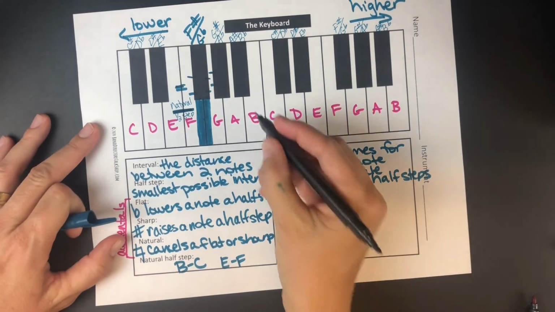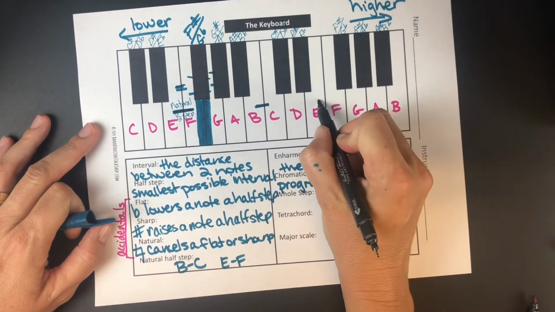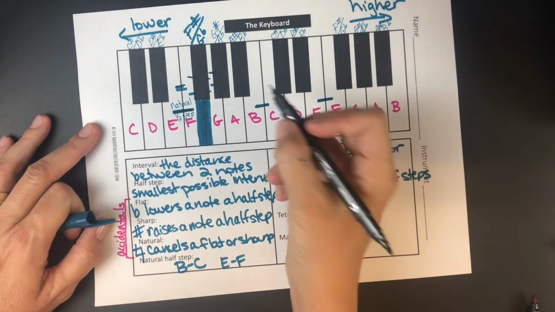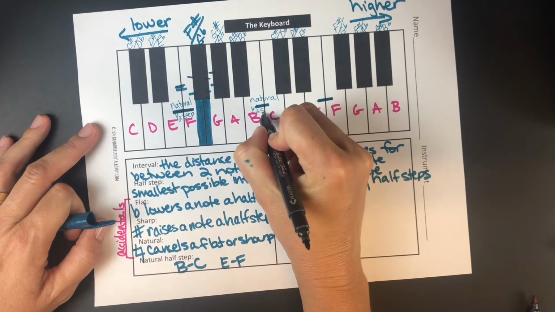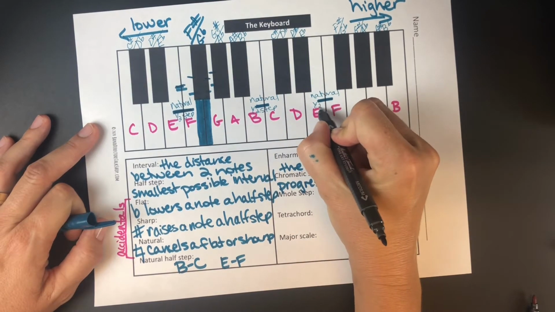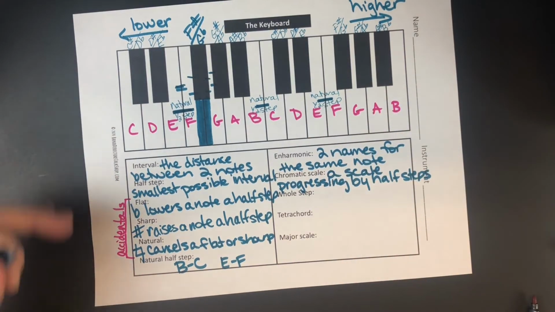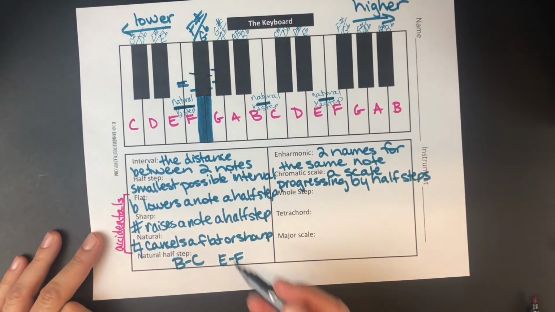All right, and then the other one is B to C, and then you're going to do it again here for E to F. So mark those three. Those are your natural half steps. You can pause if you need more time. Natural half step. Okay, now let's talk about how that affects our half steps. Or, I'm sorry, our sharps and flats, okay?